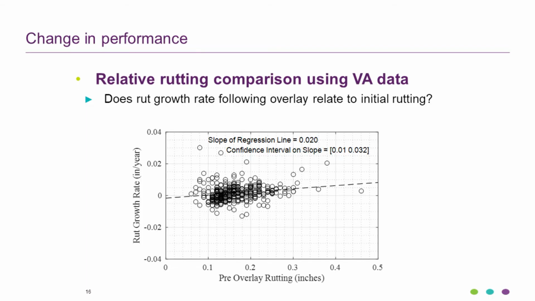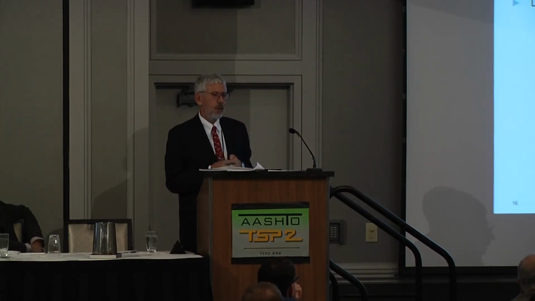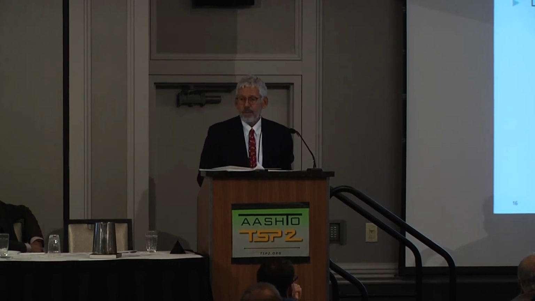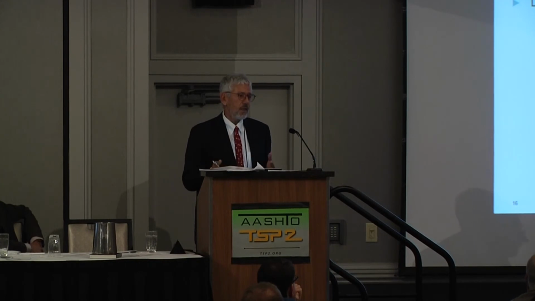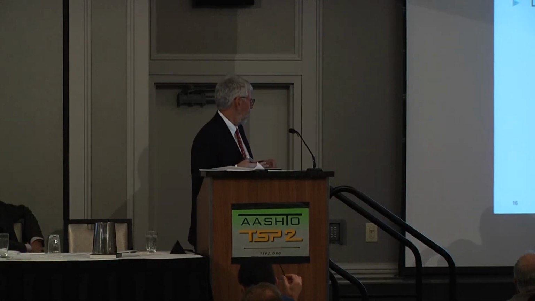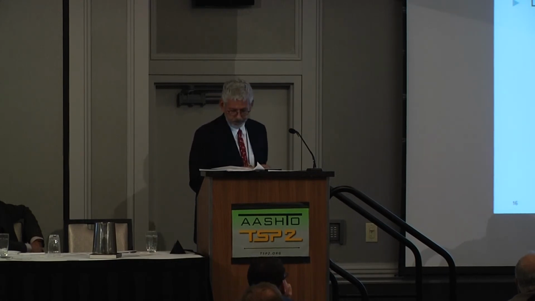The second one, we wanted to look at, okay, how did the rut growth change as a function of the condition of the pavement prior to application of the treatment? There's a lot of scatter on this plot. There's points all over the place, but there's clearly a positive slope to the regression. And I think, well, it's 0.02, meaning 0.02 inches per year on that one.